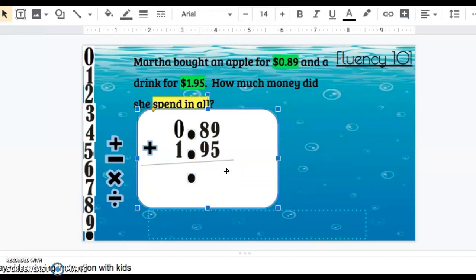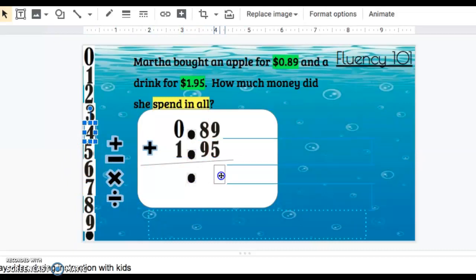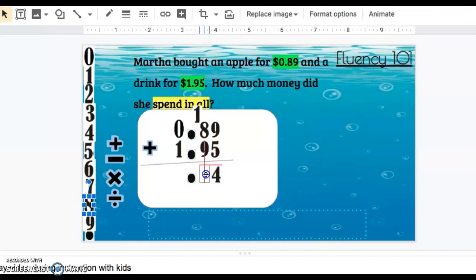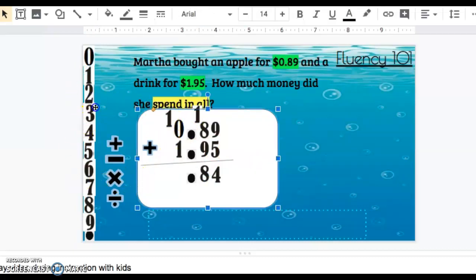So we have 9 plus 5, which is 14. So I put my 4. And I bring up my 1. So now I have 1 plus 8, which is 9. 9 plus 9, which is 18. And then I have 1 plus 1, which is 2.